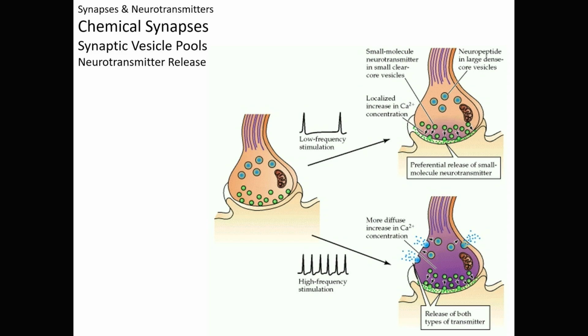If you have low-frequency stimulation and the voltage-gated calcium channels are only open periodically and only a little calcium comes in, that calcium isn't going to get as far. It's only going to get to the releasable and recycling pool vesicles, and so only they will experience the signal that they should be released.